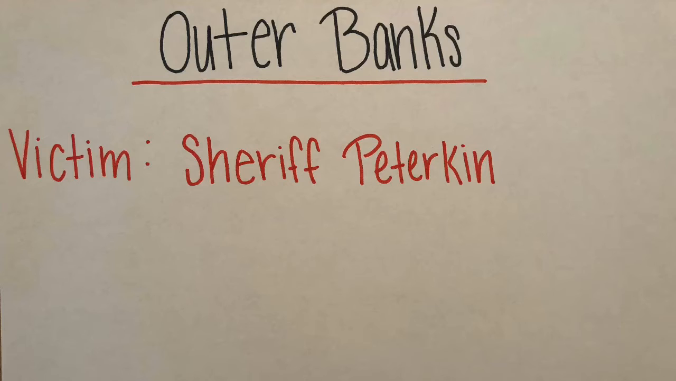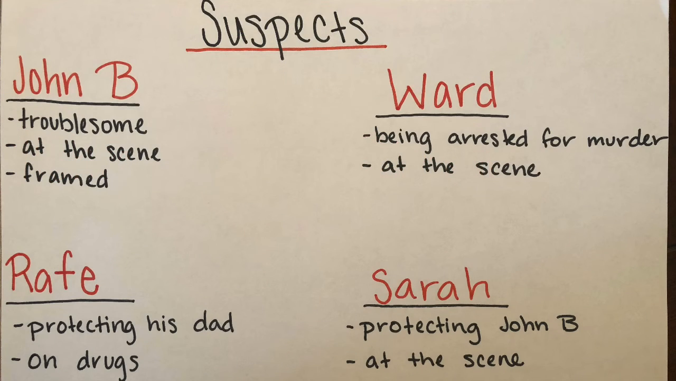After analyzing the crime scene, 4 suspects were found. John B. is a troublesome teenager who many townspeople said was guilty for the sheriff's murder. Ward was at the scene, being arrested by the sheriff for the previous case she had solved. Rafe was also at the scene and was using drugs at the time. Sarah was there trying to clear John B.'s name.